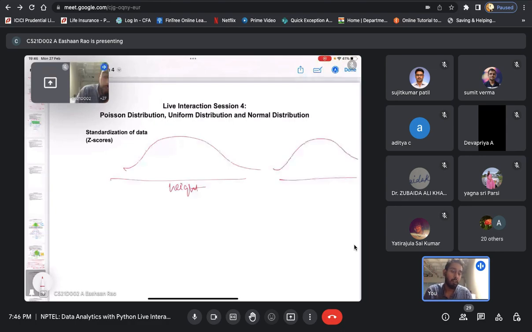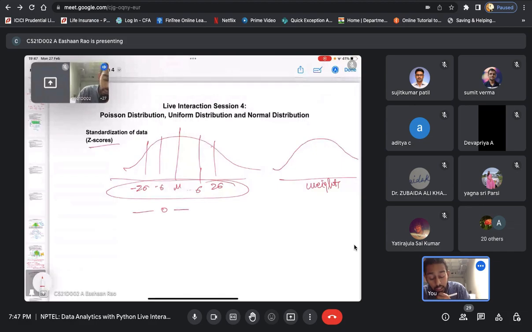So I may have to deal with a lot of numbers. To simplify those scenarios, we usually convert the data into z scores. So what exactly is a z score? Suppose in this scenario we have mu and then the standard deviation, then minus standard deviation, minus 2 standard deviations, plus standard deviation, like that. What it does is convert all these values into the format of 0 to 3 and 4 on the x-axis.